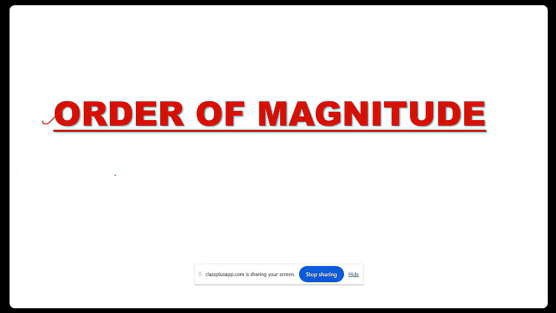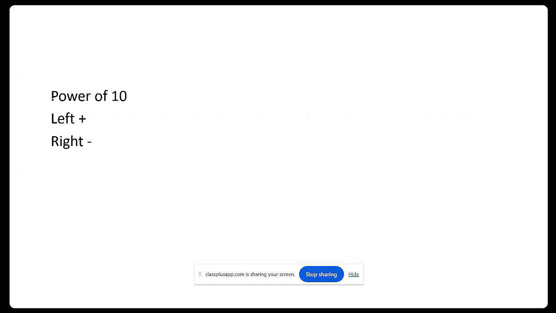Order of magnitude is nothing but, if you write 10 power minus 4, minus 4 is the order of magnitude, the value of power 10. The power of 10 is called order of magnitude. If you write 10 power minus 3, what is the order of magnitude here? 3 is the order of magnitude. So in simpler words, order of magnitude is nothing but the power of 10.